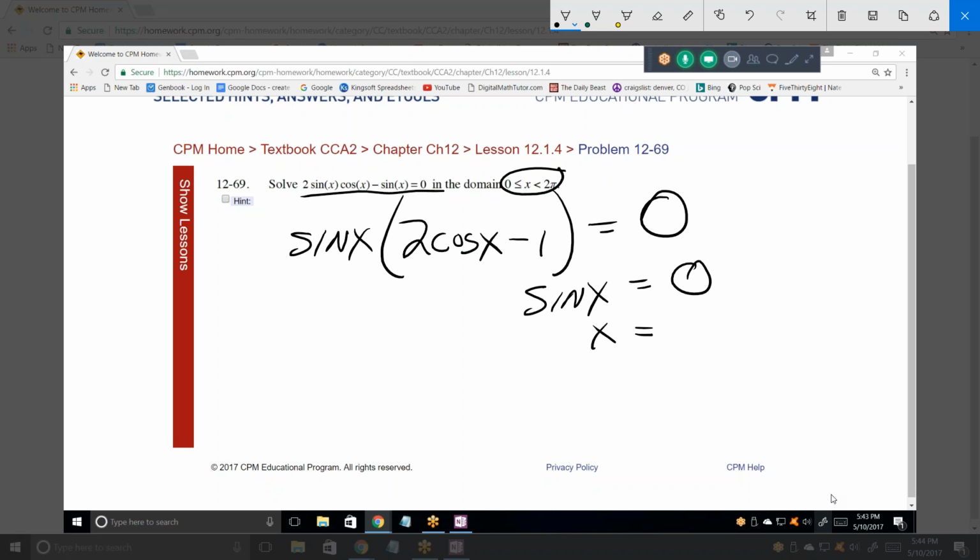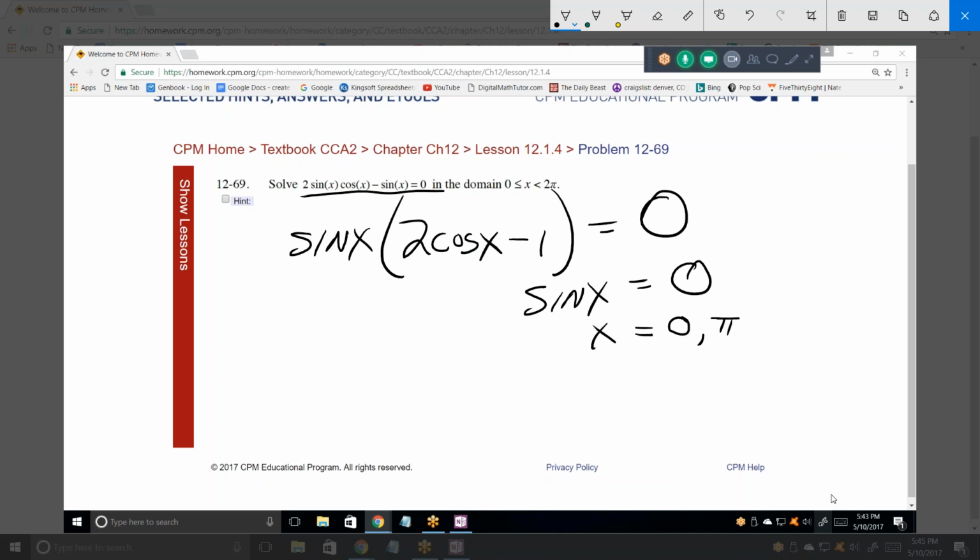Notice the domain goes from 0 to 2 pi without including 2 pi. So the answer is actually 0 and pi, not pi and 2 pi. 2 pi is not in the domain. You see what I'm saying? Okay. Now, what else has to be true?